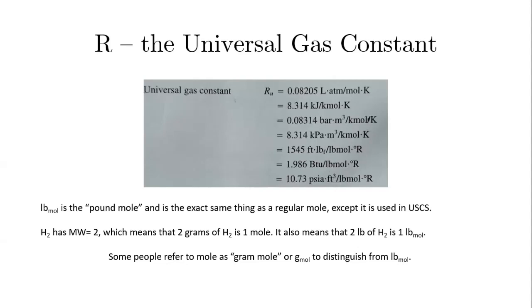So hydrogen, which we determined the molecular weight for, is 2. In the SI system, 1 mole of hydrogen would weigh 2 grams. In the customary system, 1 pound mole of hydrogen would weigh 2 pounds. It's basically just a conversion from grams to pounds. That's really all it is. There's no change between them.